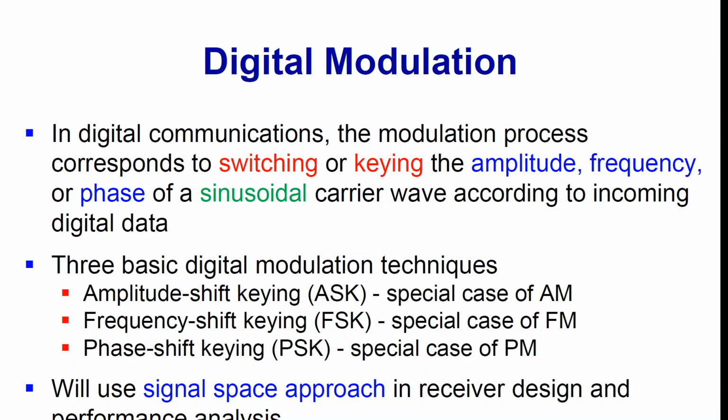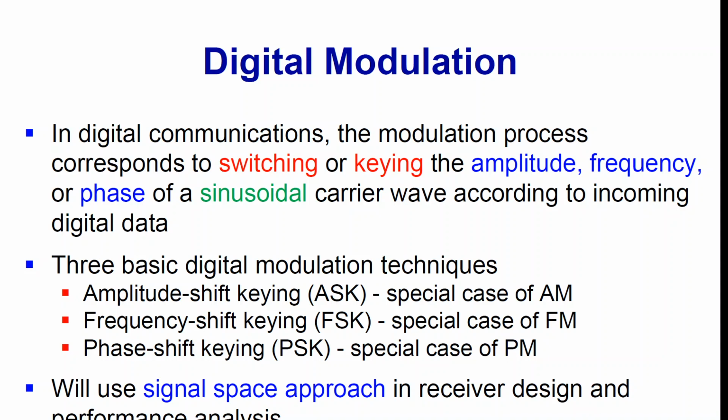But here the case is different. Here we will have only a finite number of input signals. If it is binary, then you will have only two inputs, 0 or 1. If you are using M-ary modulation, if M is 4, then you can have only 4 different input values. Therefore, for modulation also you require only a finite number of amplitudes, frequencies or phases.